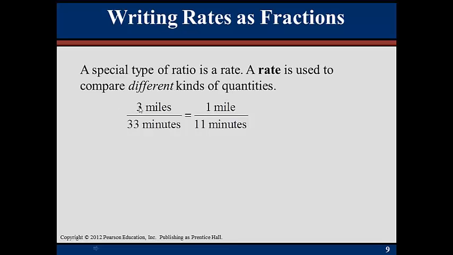Now remember, we can simplify the 3 and the 33 by dividing both by 3. So if we divide 3 by 3, we get 1. And we divide 33 by 3, we get 11. So in simplest form, this is the same as saying 1 mile in 11 minutes. So you can run or walk, whatever it is, 1 mile in 11 minutes.